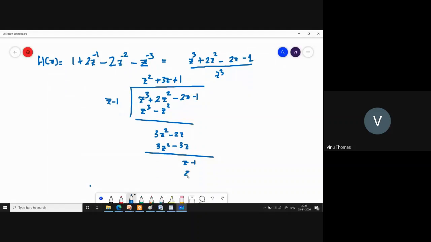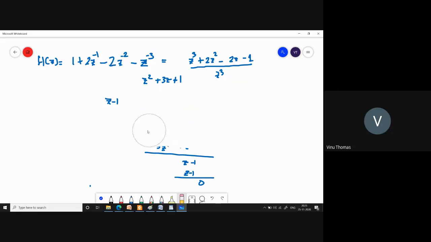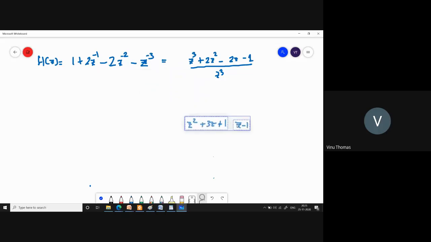So z minus 1, so you don't have any remainder. So the remainder is 0. So this can be factorized as, therefore, this is equal to z cubed plus 3z plus 1, into z minus 1, by z cubed.